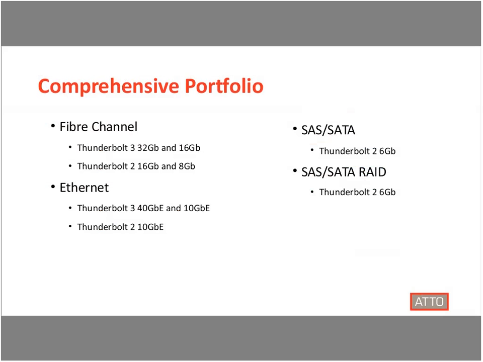ATTO provides connectivity for both Thunderbolt 2 and Thunderbolt 3 hosts. We currently are shipping 13 different Thunderbolt products, which range from items such as Thunderbolt 2 to 6 gig SAS RAID, to Thunderbolt 3 to 32 gig fiber channel. We also provide both single and dual options for Ethernet to provide more connectivity options to better fit your workflow.